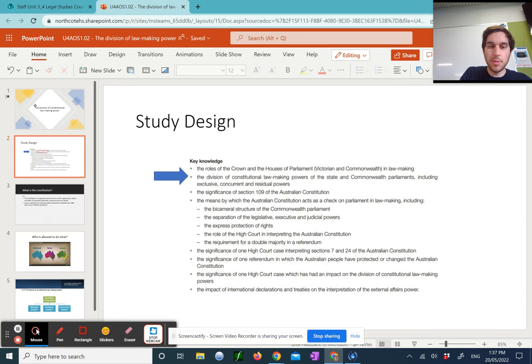What is an exclusive power? What is a concurrent power? And what is a residual power? So essentially what we're thinking about in this topic is, first of all, what is the Constitution? What does it do? And second of all, what are the three different powers it gives to our government?